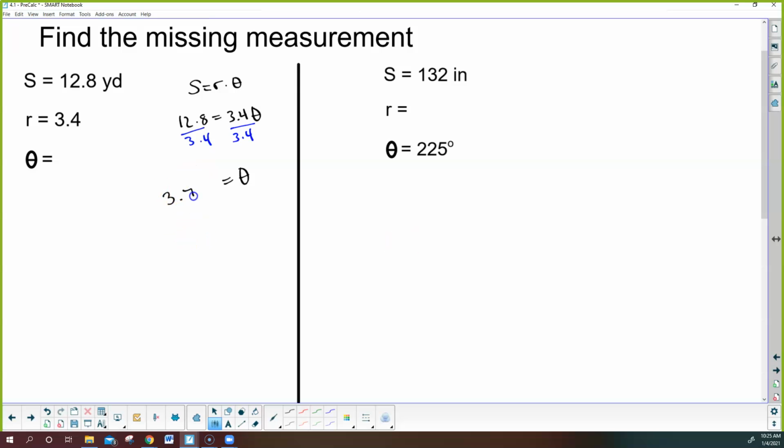And then I'm going to do 12.8 divided by 3.4. And I always recommend rounding to, unless they tell us, which they didn't here, I always say round to 3 decimals. So 3.765. Now, we got to keep in mind that answer is in radians, right? Because the arc length is calculated when theta is in radians.